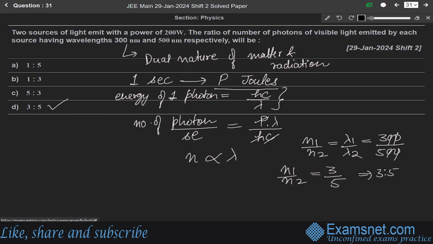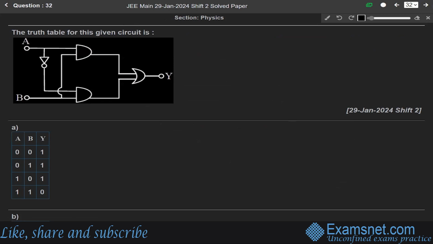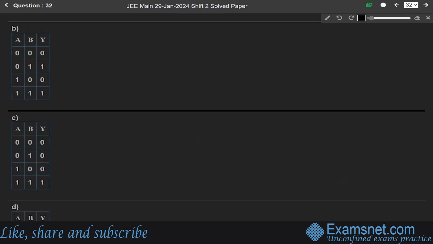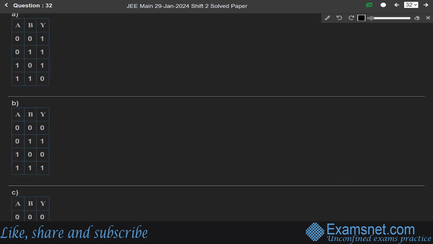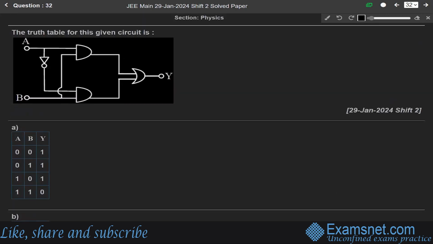Now next question, question number 32. This question says, find the truth table for the given circuit. We have to find among these four options the correct truth table. Now this question is from the chapter of electronic devices.